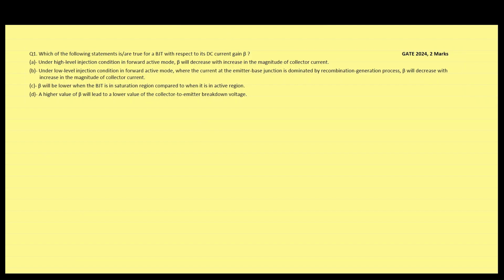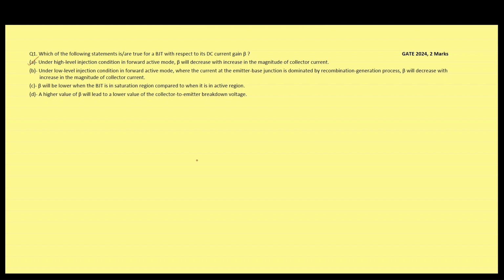Which of the following statements are true for a BJT with respect to its DC current gain, particularly common emitter current gain. Under high level injection condition, in forward active mode, common emitter current gain will decrease with increase in the magnitude of collector current. This point is true.